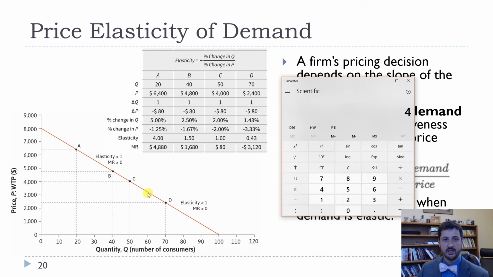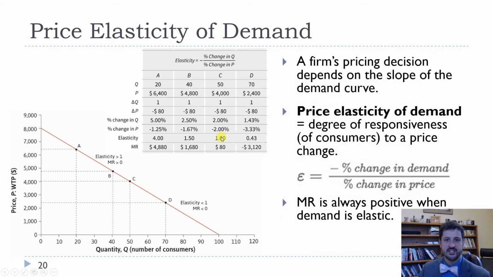Now, at point B, now we're at 40. Now a 1 unit change in quantity is no longer 5%, right? Because 1 divided by 40 is not the same as 1 divided by 20. And so now it's 2.5%. And so that's our percent change in quantity. And the percent change in price is 80 again, right? We have a straight line, and so the slope is always the same. But now it's 80 divided by 4,800, or 1.67%. And so now when you calculate the elasticity, it's 1.5. We can do the same things at points C and D. At point D, we get an elasticity of 0.43, and at C, we get an elasticity of 1.